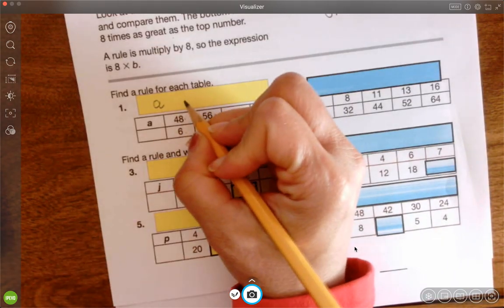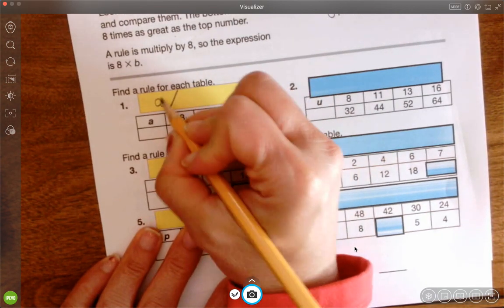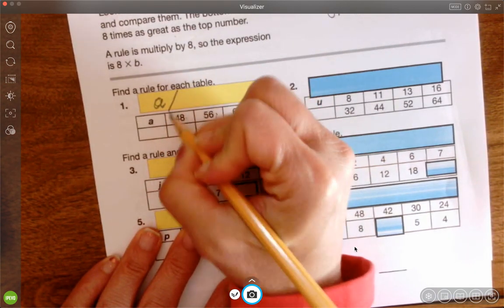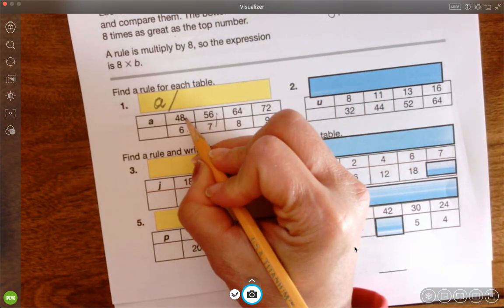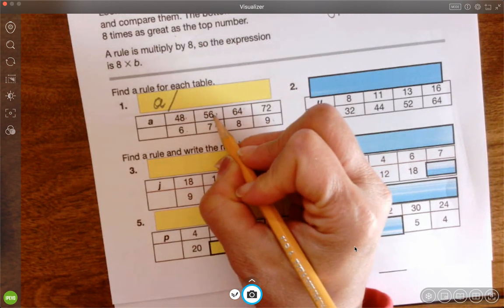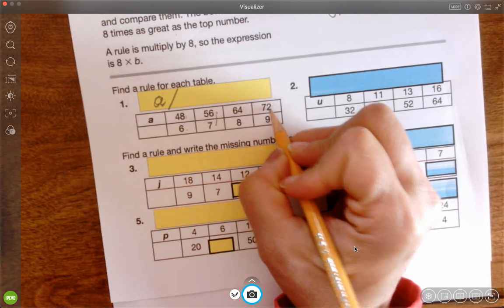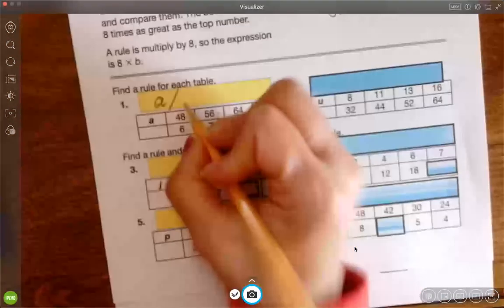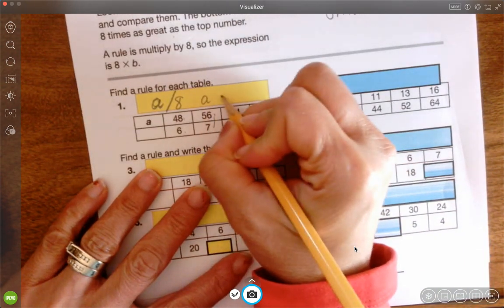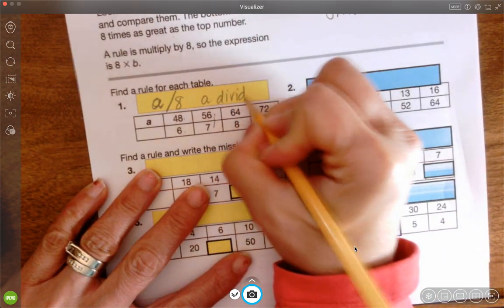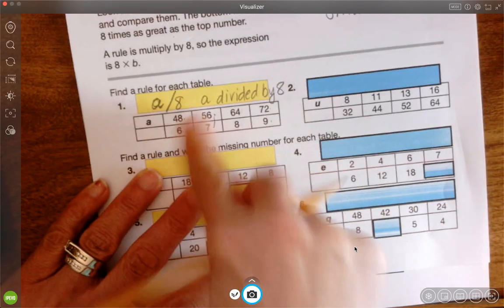Now on our computers or Chromebook, remember we can't do a regular division sign. We could do a fraction bar. So the rule would be A divided by, and then we have to figure out, what do I divide 48 by to get 6? What do I divide 56 by to get 7? What do I divide 64 by to get 8? What do I divide 72 by to get 9? And we know it's dividing by 8. Another way you could write that is A divided by 8, if you don't want to do the slash.